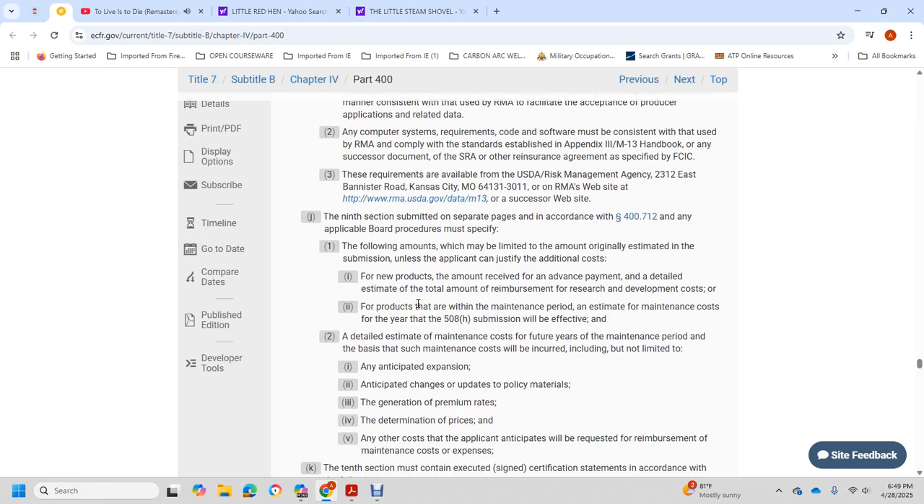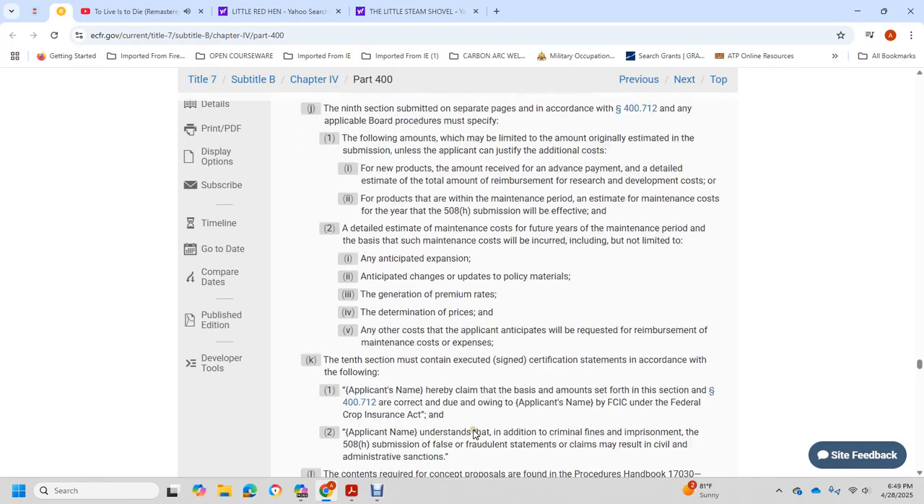Detailed estimated maintenance cost of the future of the year, maintenance fee with the basic maintenance cost of the incur, include but not limited to the anticipated expansion, anticipated change, the update with the policy material, with the generation premium and rate, with the termination price, with any other cost of the applicant, and the request for the reimbursement of the maintenance cost of the expenses.